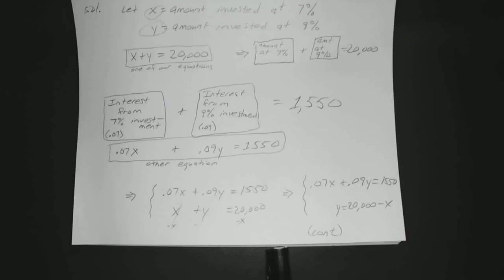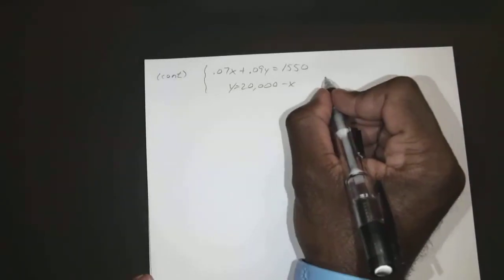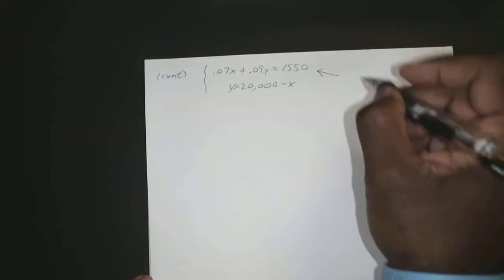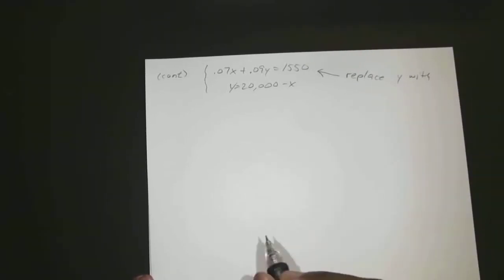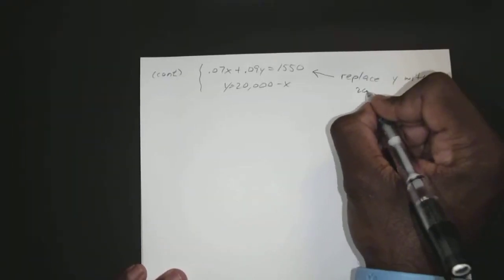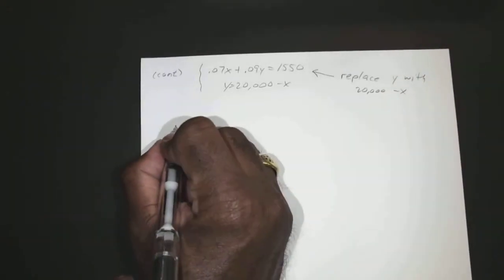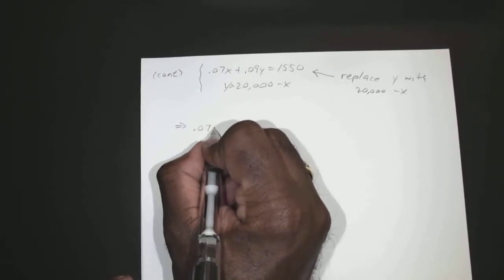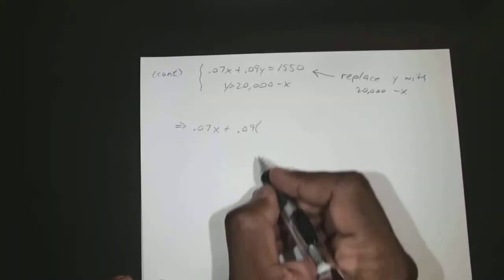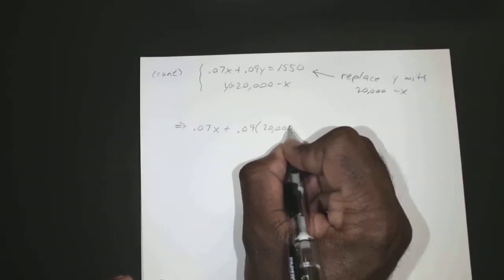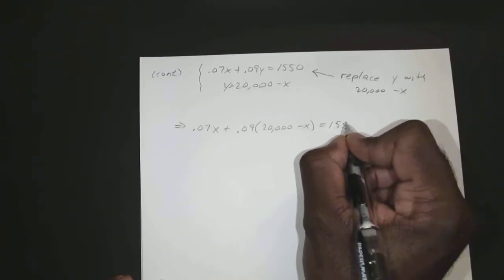All right. Okay, so now all we have to do for that one is replace y with 20,000 minus x. So you have 0.07x plus 0.09, and instead of y, make that 20,000 minus x equals 1,550.